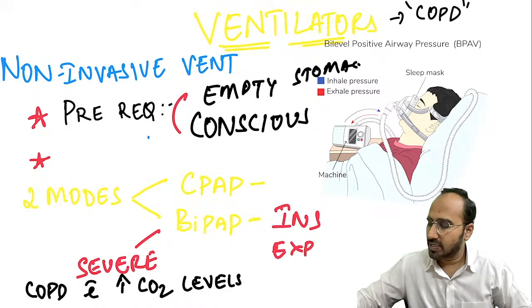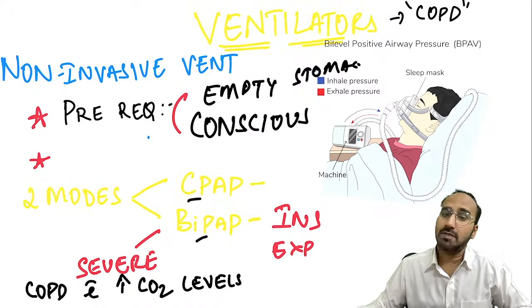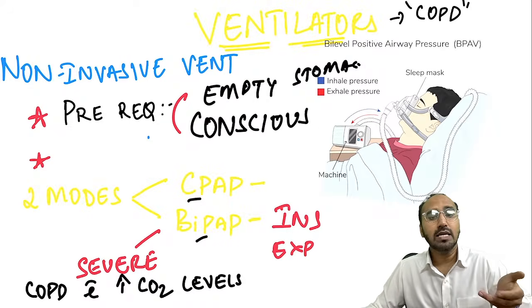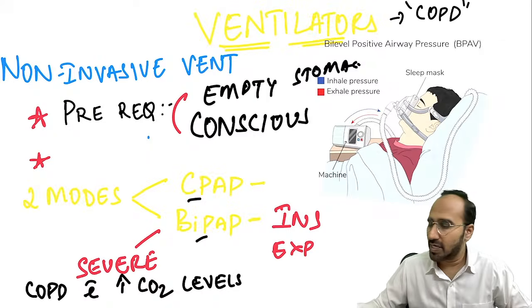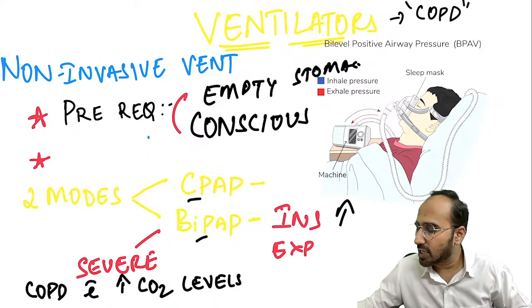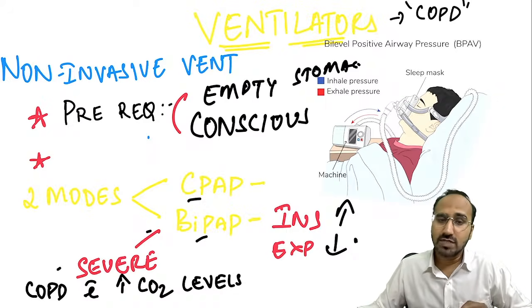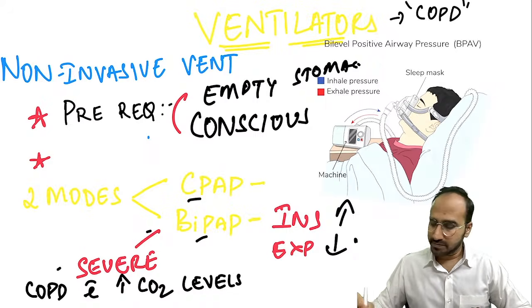That is the prerequisite. What are the two modes? CPAP and BiPAP. Remember, CPAP is continuous positive airway pressure, and BiPAP is nothing but two levels of pressure being given to the patient, a higher inspiratory pressure and a lower expiratory pressure. Usually for severe COPD cases, we use BiPAP, whereas for mild cases, we can use CPAP.